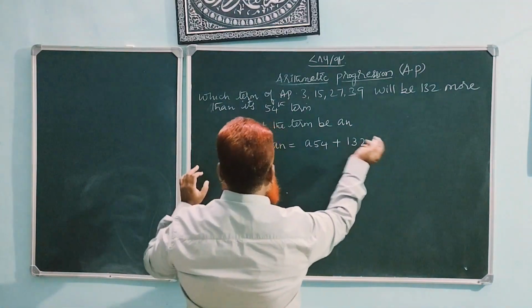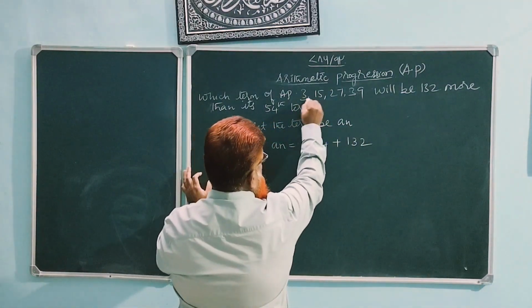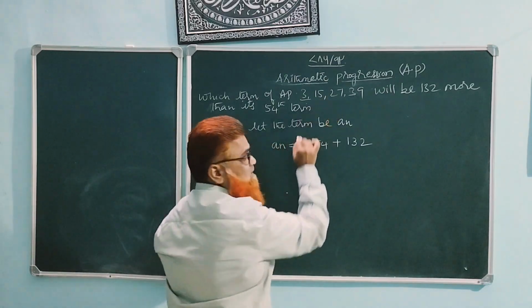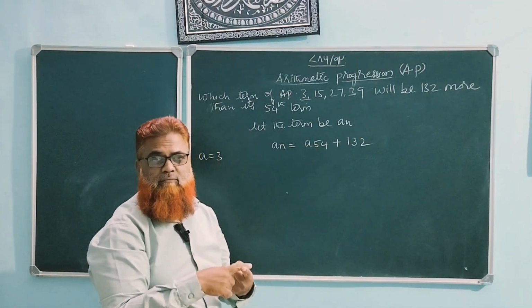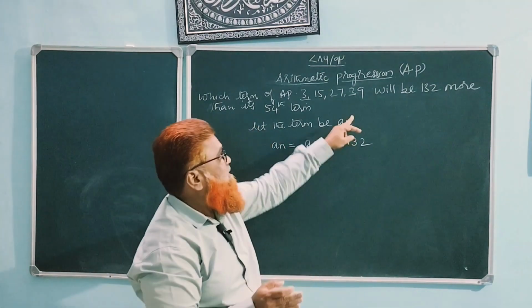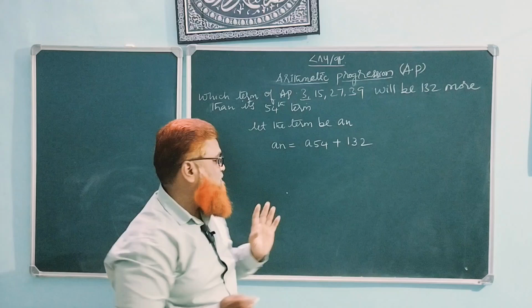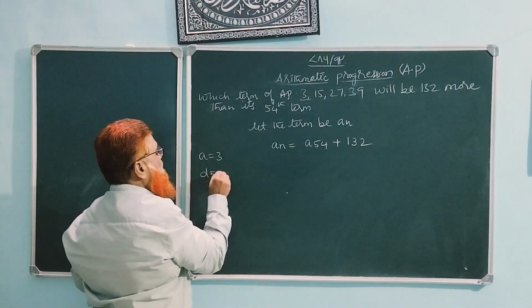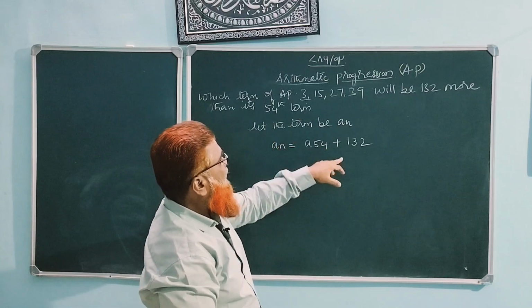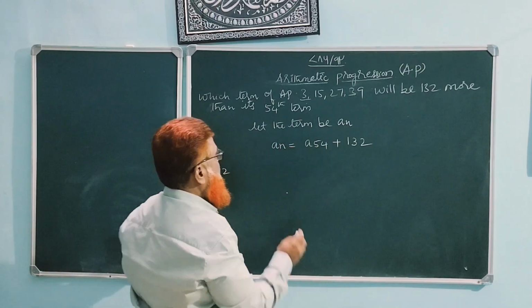What is our AP now? The AP's first term is 3. The common difference is 15 minus 3, 12, and 27 minus 15 is 12. Similarly, 39 minus 27 is 12. So our common difference d is 12. Okay, we have to just find what n is, right?